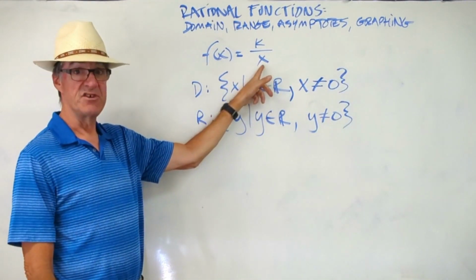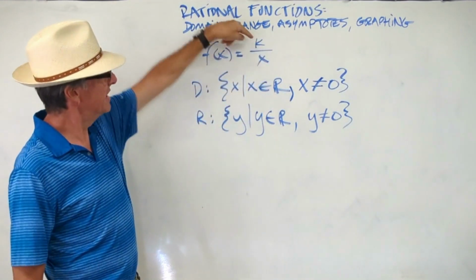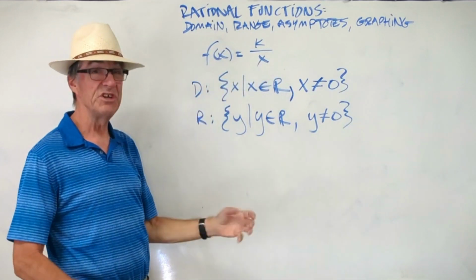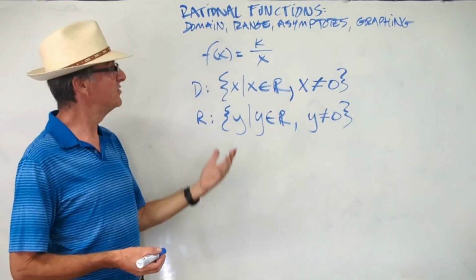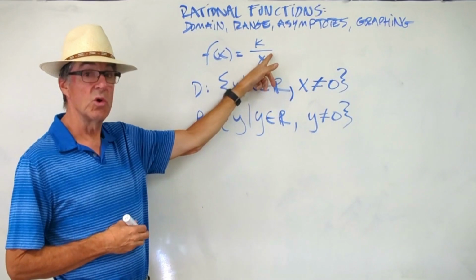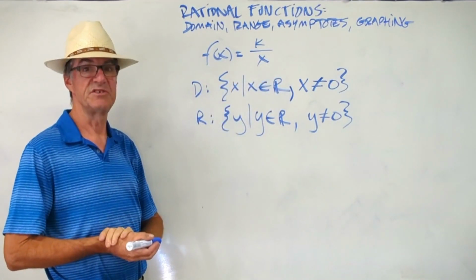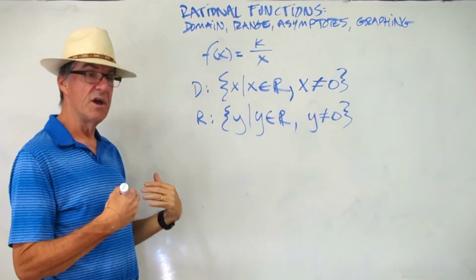As x gets ginormous, really big, k over x, remember k is a constant, doesn't change, k over x gets really small. So this number is going to go towards 0, but as long as there's a value in here, it will never quite touch 0. And the same thing going the other way.